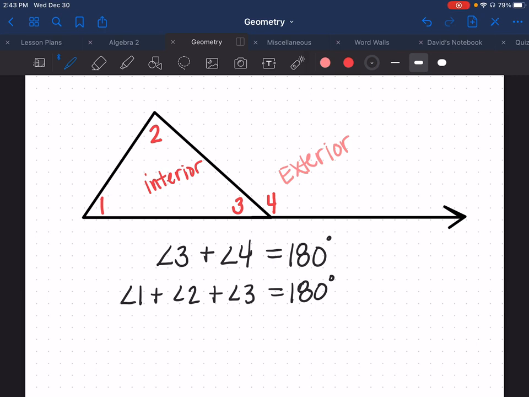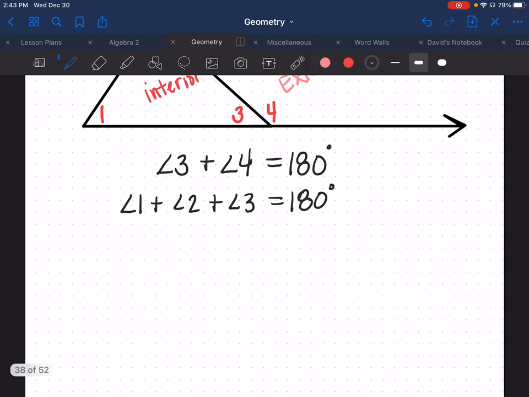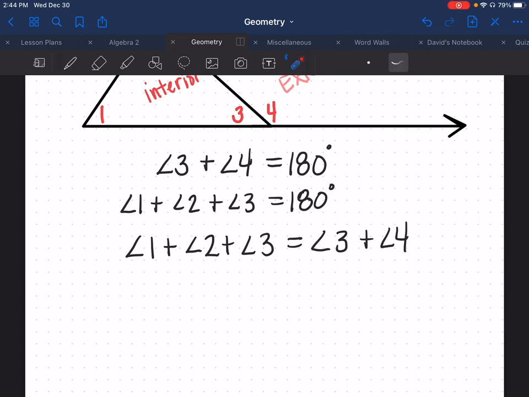Okay, now what I'm seeing is that I have two equations that are both equal to 180 degrees. 180 is equal to 180. So that means I can set the other two parts equal to each other. This is the transitive property. If we are equal to the same thing, then we are equal to each other. The transitive property says this is true. These two are equal to each other. This is equal to this, right? Because they are both equal to 180, the transitive property.